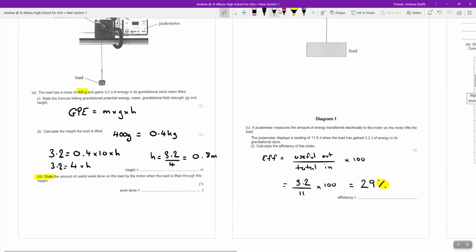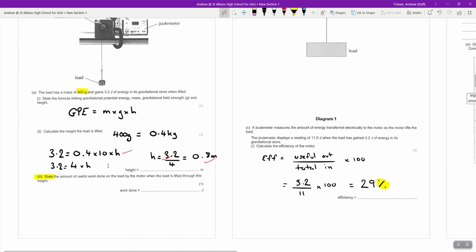In order to get marks, we need to do that to avoid dropping a power of 10 error. We put our numbers in, so we substitute our numbers, we rearrange, and get an answer of 0.8. If you fail to do that step, you'll be out by a factor of 1,000 and you get 0.0008, which is far less than a centimeter. That could have been a hint that it's not a particularly realistic number, but that's where that comes from. And then this one: state the amount of useful work done on the load by the motor when the load is lifted through this height.